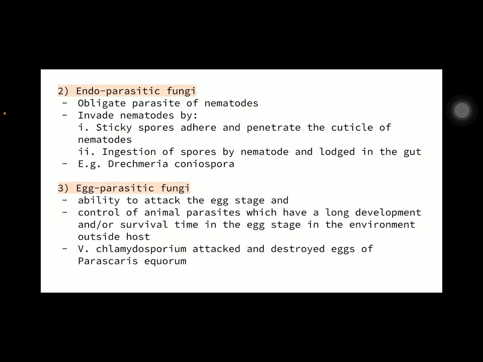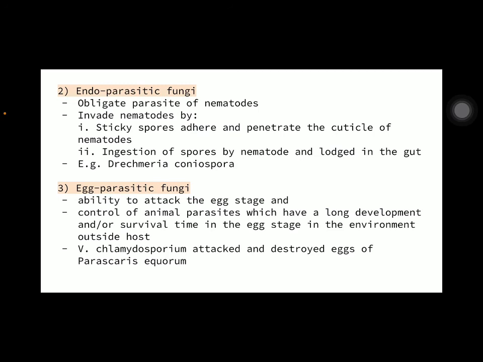And the next group is the endoparasitic fungi. So this type of fungi are obligate parasites of nematodes. They can invade the nematodes by producing sticky spores which will adhere to and penetrate the cuticle of nematodes. They can also invade the nematodes by ingestion of spores by the nematode, which lodge in the gut. So one of the species is called Drechmeria coniospora.